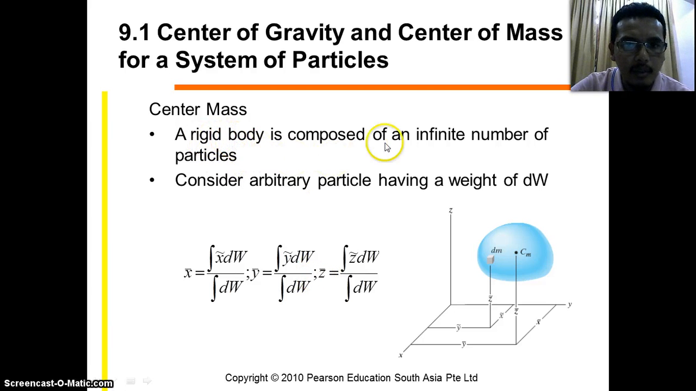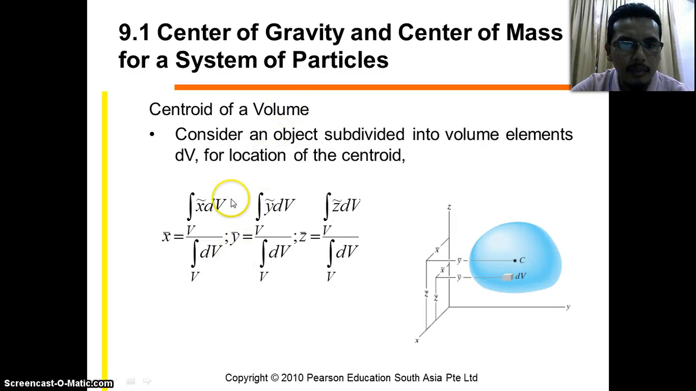A rigid body is composed of an infinite number of particles. Consider an arbitrary particle having a weight of dW here. For example, x bar is given by x tilde dW, the differential weight. We can solve this using a differential equation or by integrating dW. Same thing when you're talking about the center of gravity or center of mass: just divide by the weight of that particular object. This one is the total, and this one is each particle.